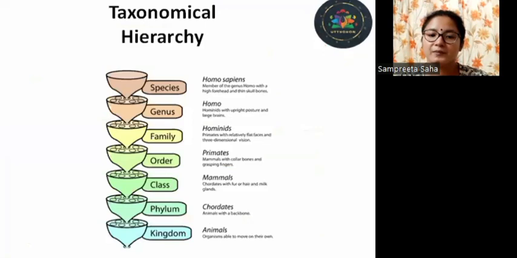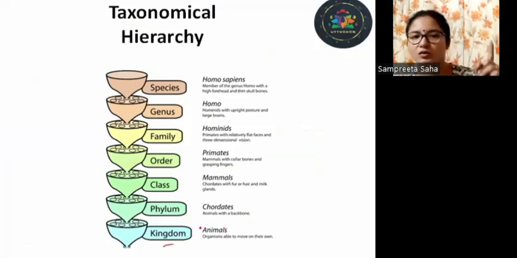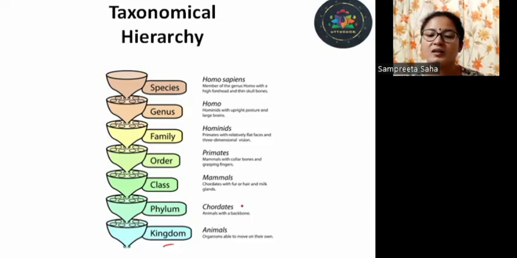Here you can see an example of taxonomic hierarchy where I have shown the taxonomic hierarchy for us humans. So the first thing that we have over here is kingdom. We know that in taxonomic hierarchy, the highest level is kingdom. So human beings belong to the kingdom Animalia. Under kingdom Animalia, they have the phylum. They come under the phylum Chordata.